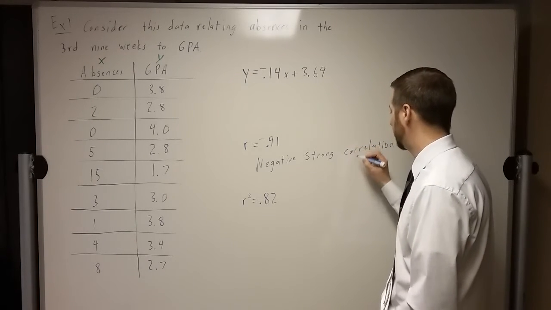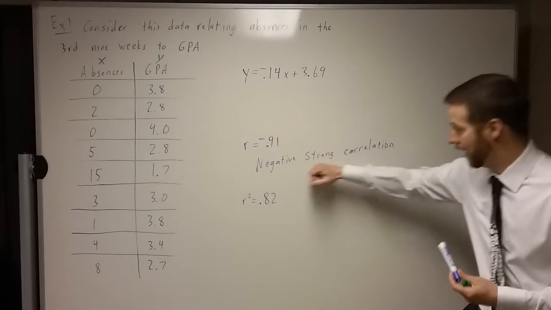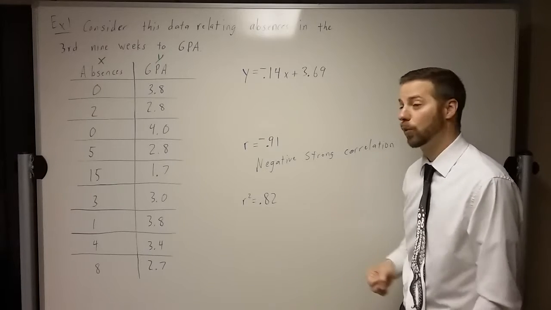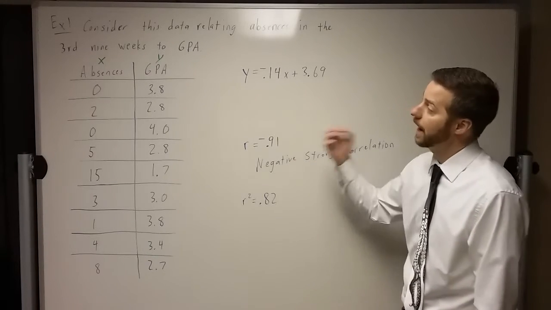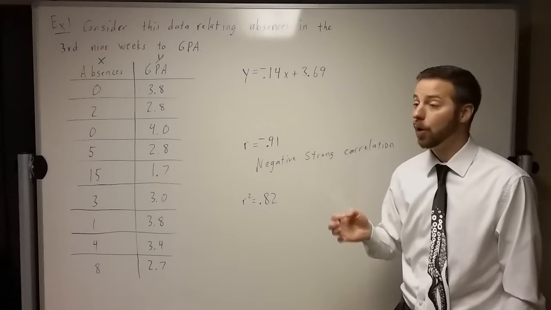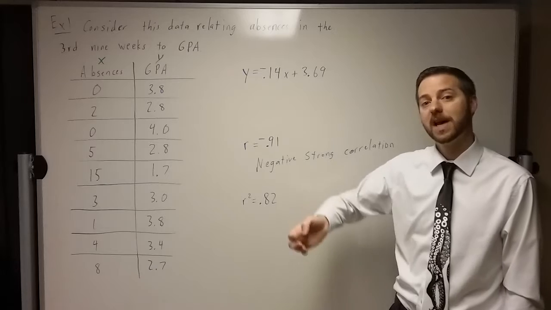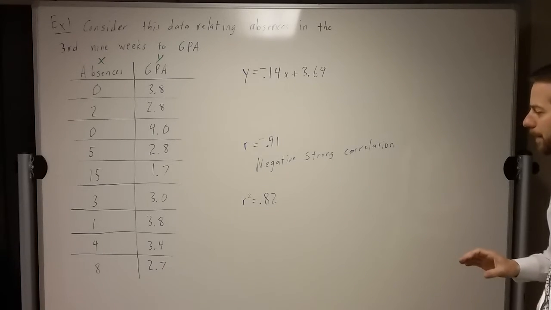Now, I really want to make sure you guys understand what this means and can interpret that in terms of these particular variables. So what that says is there's a negative strong correlation between absences and GPA, or in other words, we're pretty sure that as absences increase, GPA decreases. So that's kind of what that means.